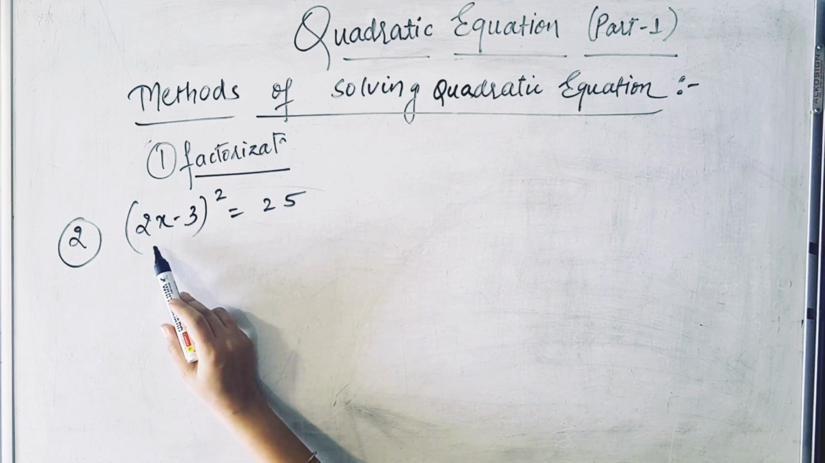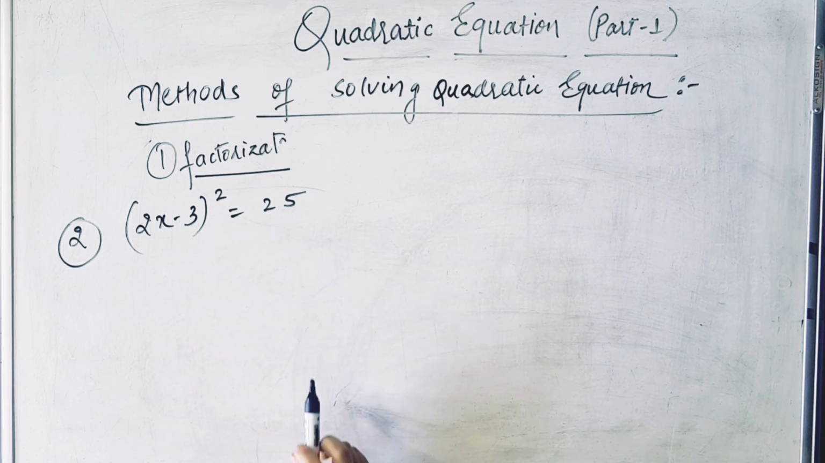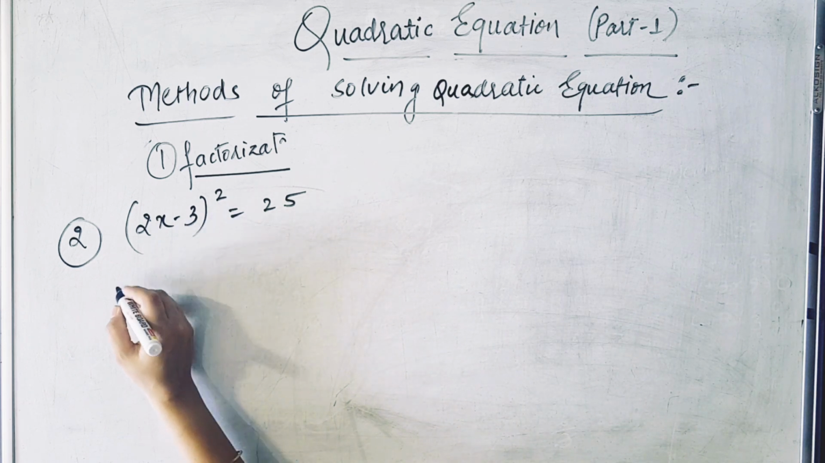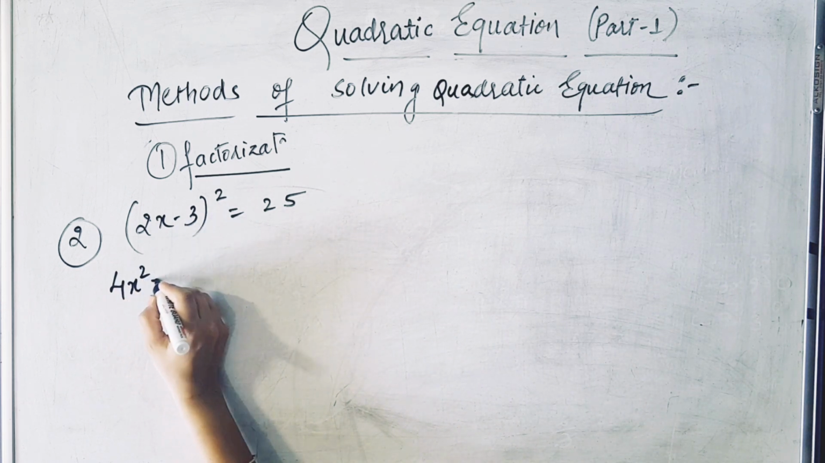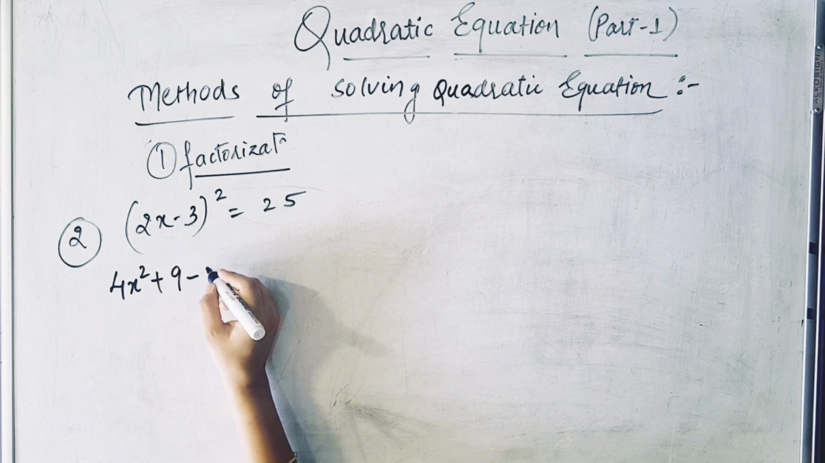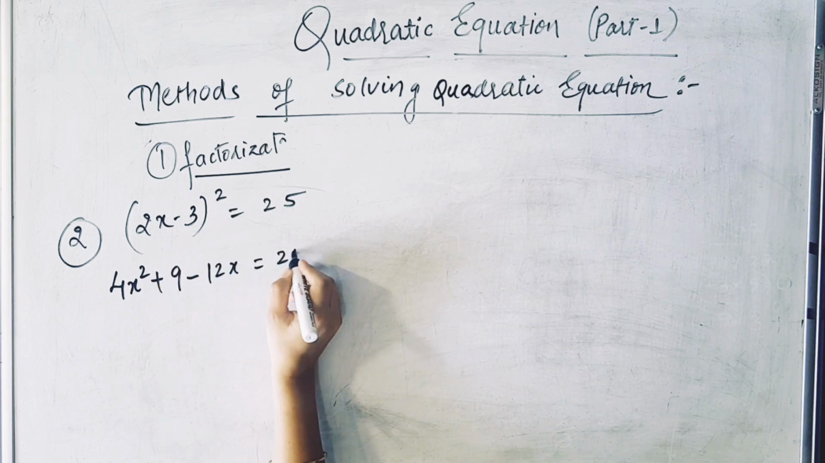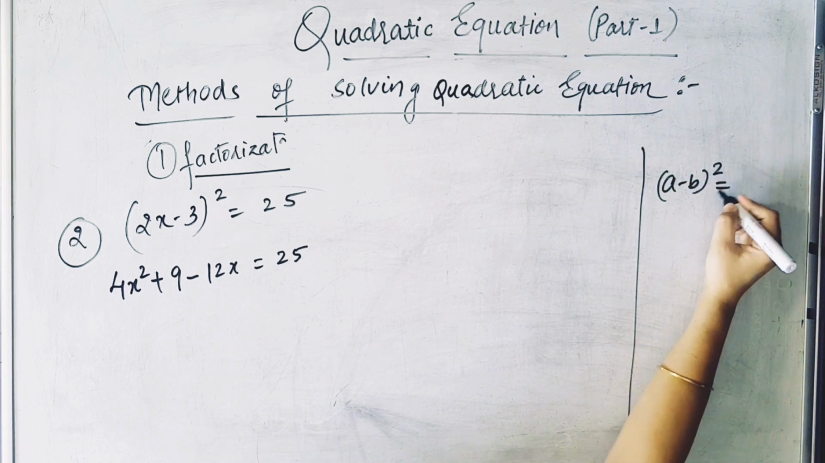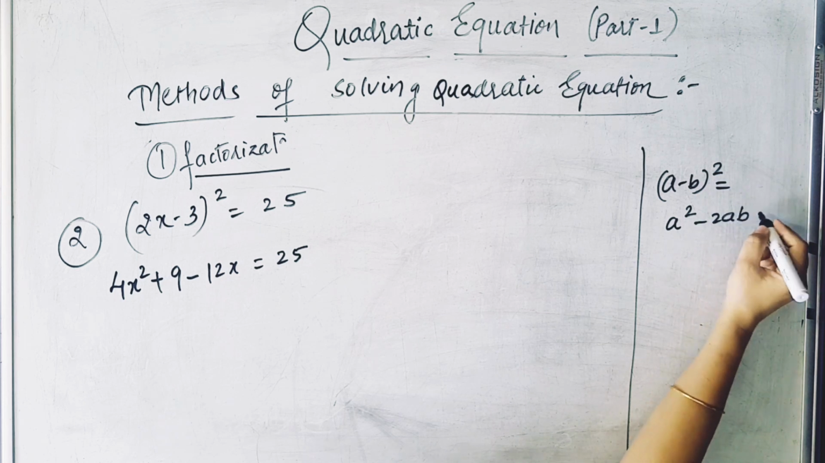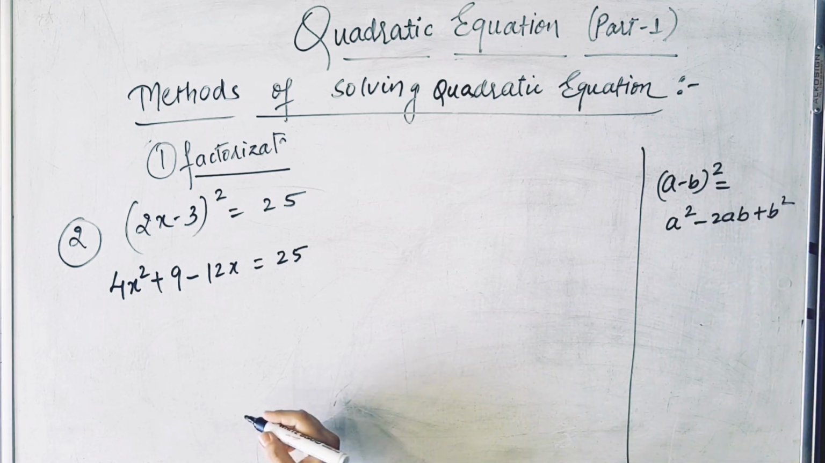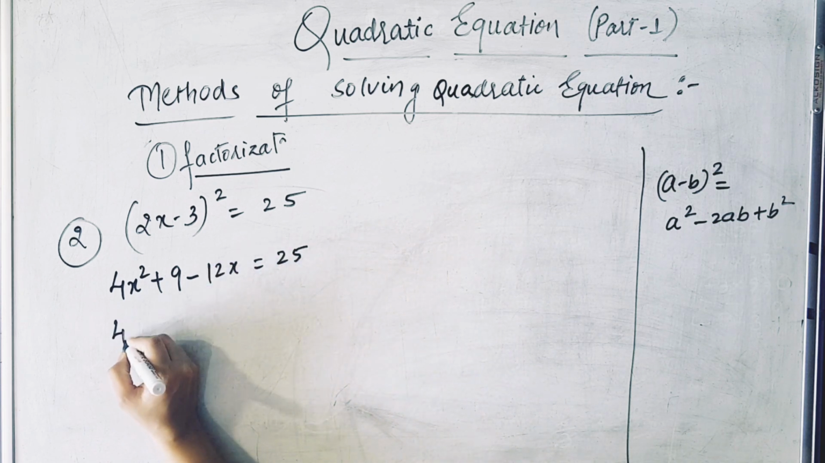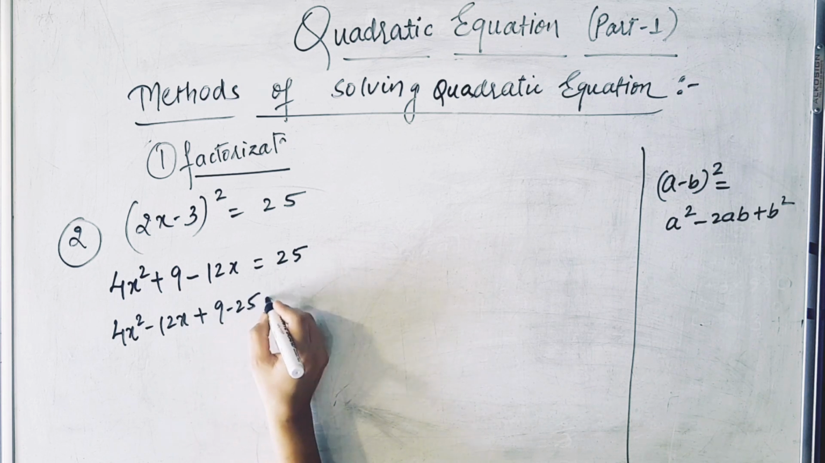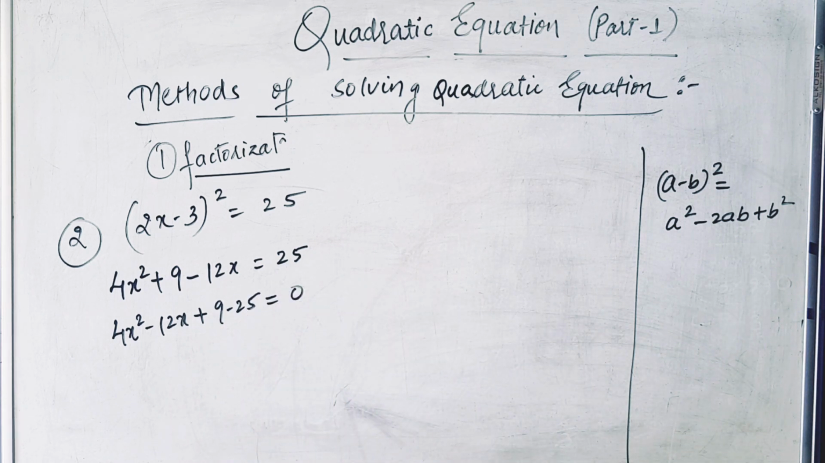The question is 2x minus 3 whole square equals 25. अब ये square है, so we'll put identity over here, a minus b whole square identity. So what I'll get? 4x square plus 9 minus 3 into 2 6, 2 is 12x. आइडेंटिटी अगर आपको नहीं याद है तो मैं यहाँ पे लिख देती हूँ. a minus b whole square identity is a square minus 2ab plus b square. अब मैं ये constant term को I'll shift over here. 4x square minus 12x plus 9 minus 25 equals 0.